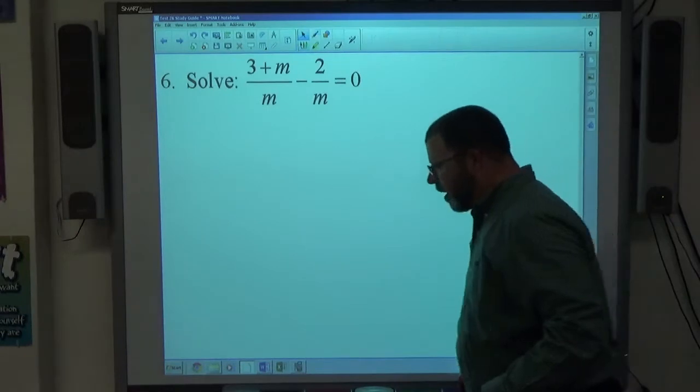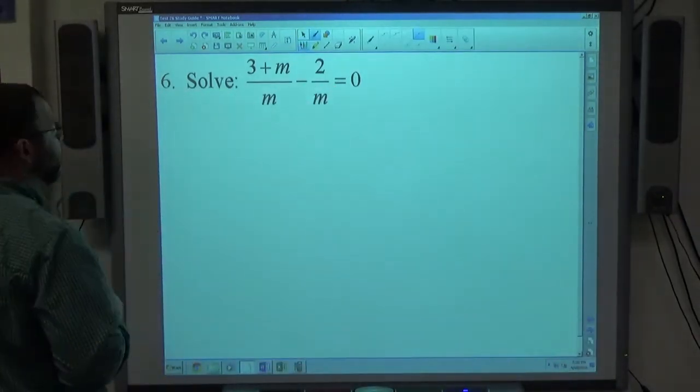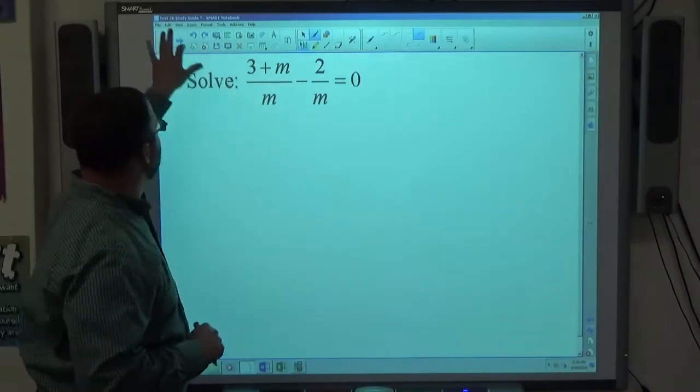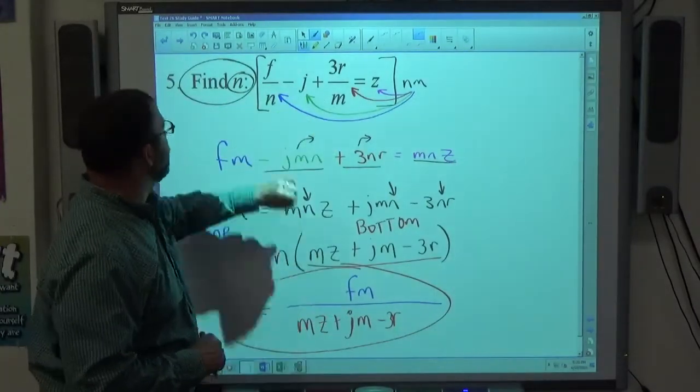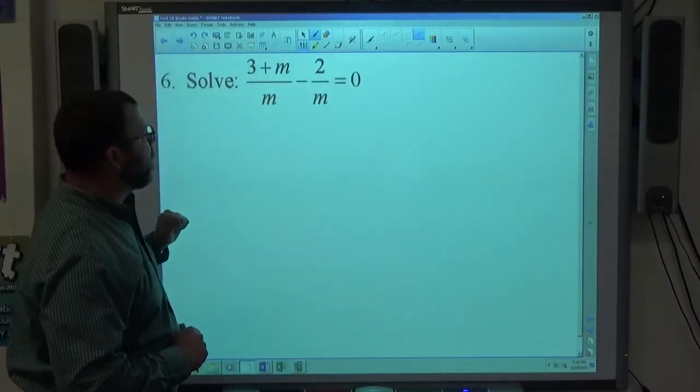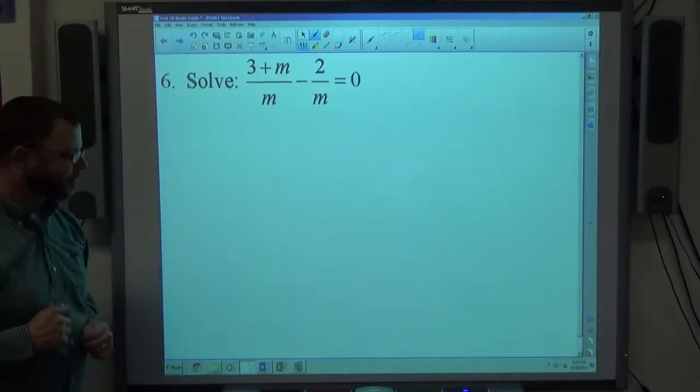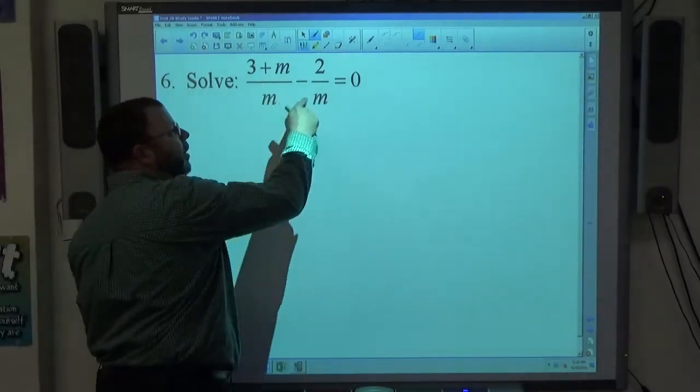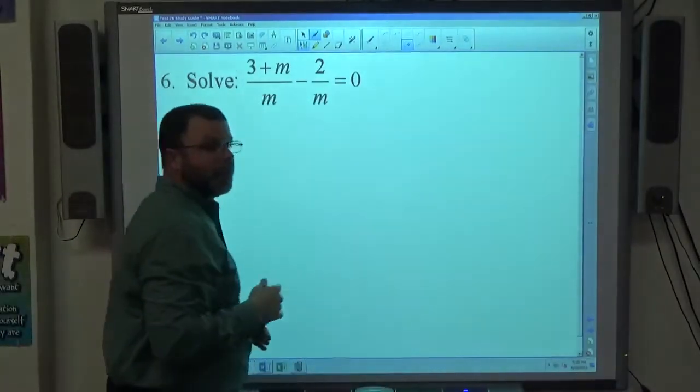Number 6, not even an abstract equation, a rational equation with a single variable m. So this is different from a whole bunch of different variables. This is how you want to go ahead and do it. When you only have a single variable in a problem like this, you're trying to find a numerical answer. But when you're dividing by a letter, you have to account for the possibility that division by 0 might occur.